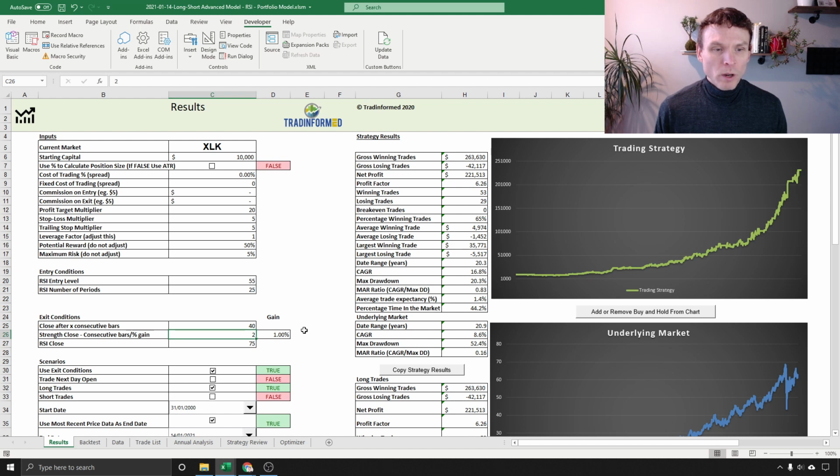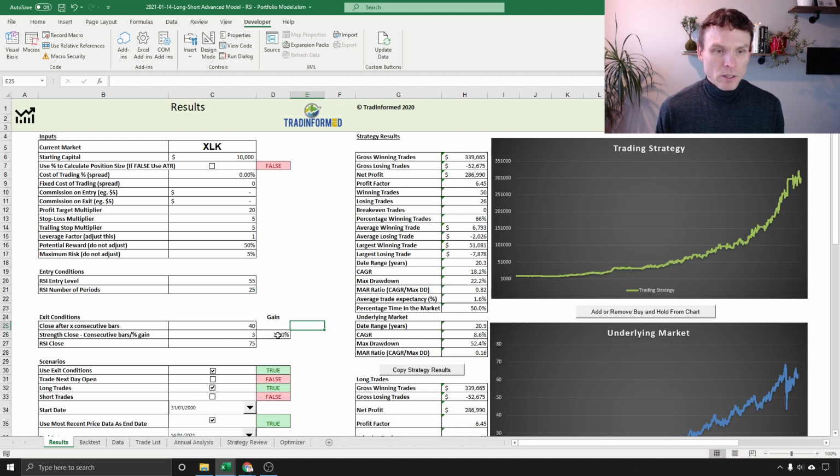I've also got one of my favorite closes, which I tend to have in most models, and this is a strength close, what I call a strength close, and this is 2 consecutive bars with at least a 1% gain. Now, we can see here that in a strong market, we don't know this in advance, but historically XLK technology stocks have been amazingly strong. So 3 consecutive days at 1%, if I put that to 4.